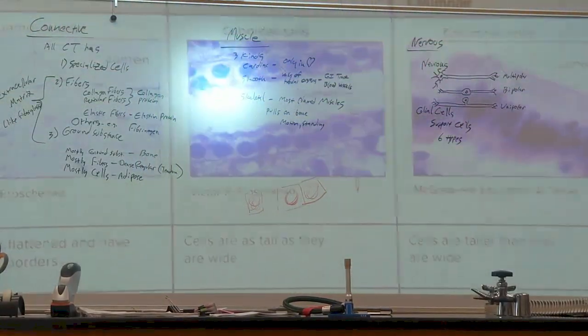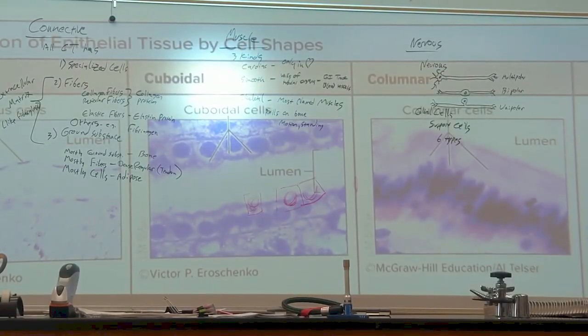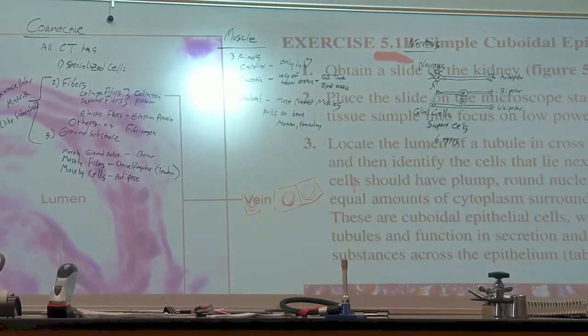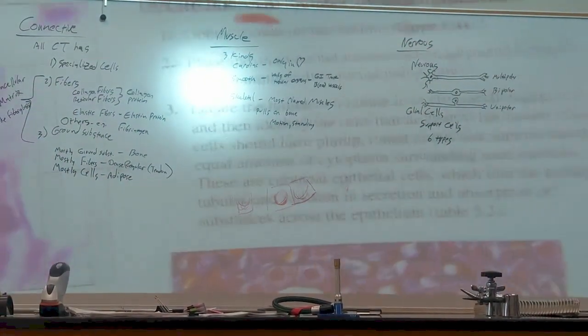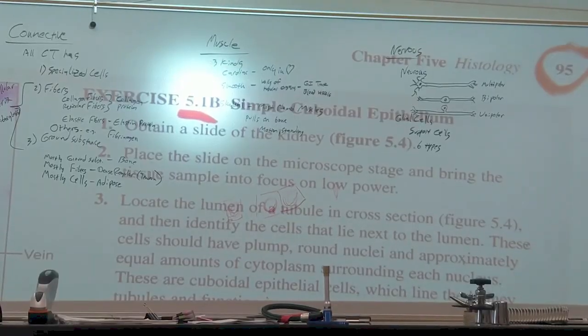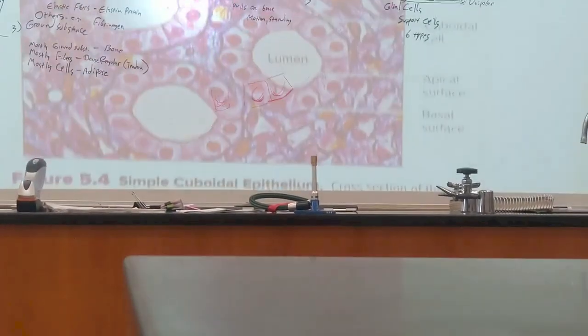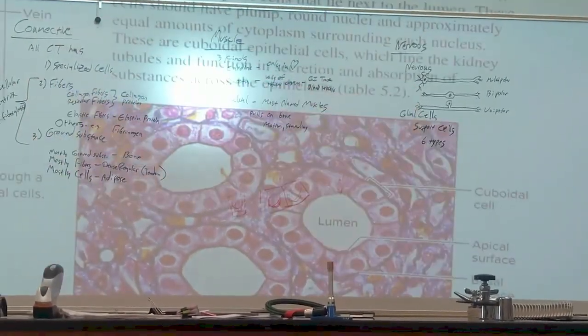Yeah, they don't say it, but they do say what they're used for, secretion and absorption. All right? I'm going to show you another picture on the next page, on page 95, I think it is. I shouldn't have taken my glasses off. Yeah, on page 95. This is also cuboidal cells, and it is the same thing.